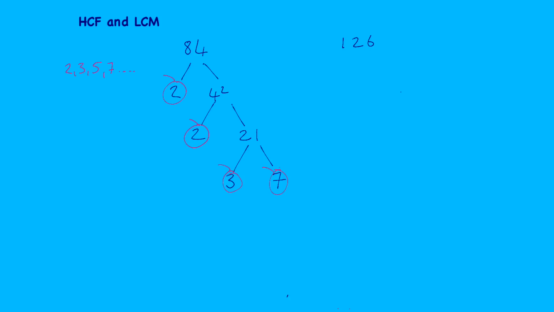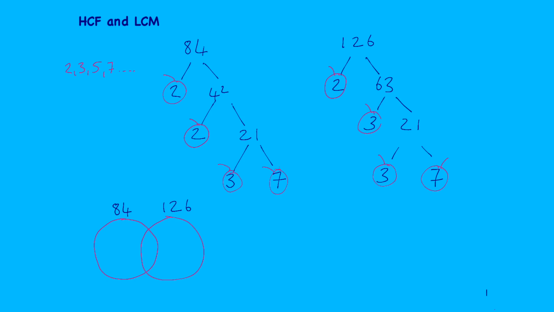Once again, start off with the number 2 to see if that divides into 126. Yes, it does. And we now have the prime factors of the number 126 as well. The next step is to put the prime factors of each number into a Venn diagram. The prime factors which are in both numbers go in the overlap here. So we have a 2 in this one, and also in the 126. 84 has a 3, and 126 has another 3 over here, and they both share the number 7. So these three numbers go into the overlap here.